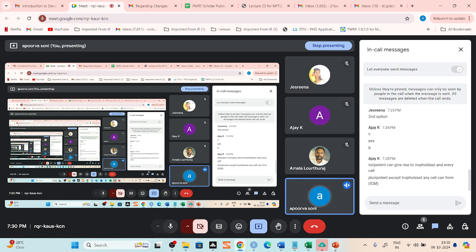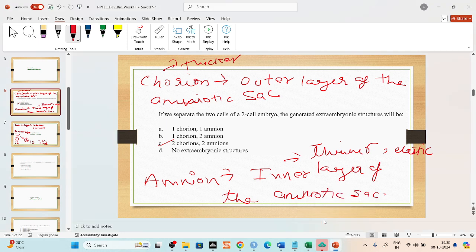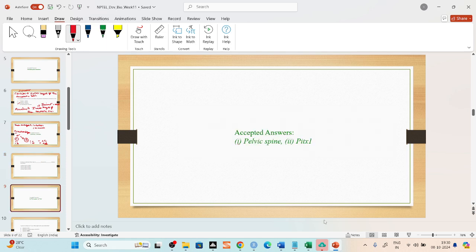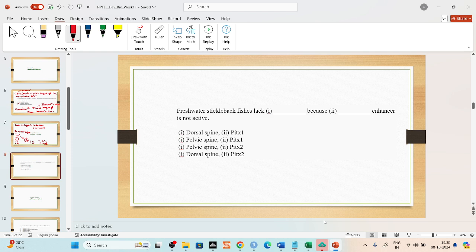Let us see what the B option is. B is pelvic spine, and it is the correct answer. Okay. Now, let us try to analyze this question. The question says that freshwater stickleback fishes lack dash because the dash enhancer is not active. So, they lack the pelvic spine.